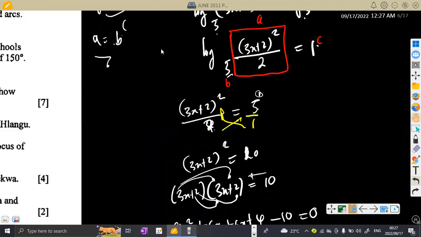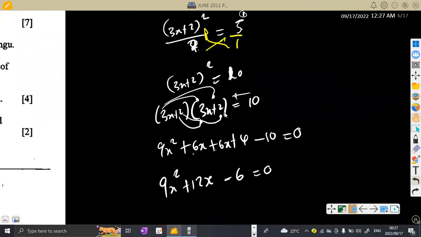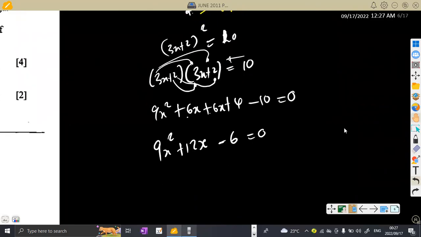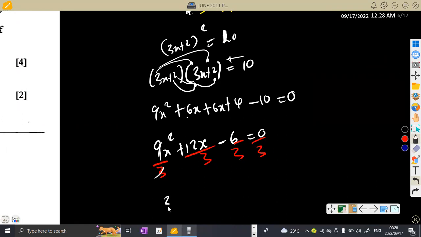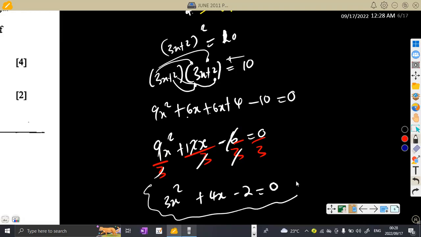So what is the common term that we can actually use between 9, 12, and -6? The common term is going to be 3. So we're going to divide by 3 here, by 3, by 3, by 3. So we are going to have our answer: 3 into 9, which is 3x squared, 3 into 12, that is 4x, 3 into -6, which is -2, is equal to 0. So as you can see, we have managed to show that the equation can be written in this way.